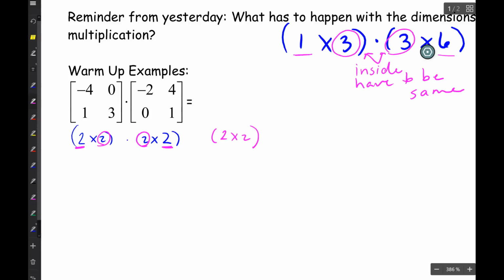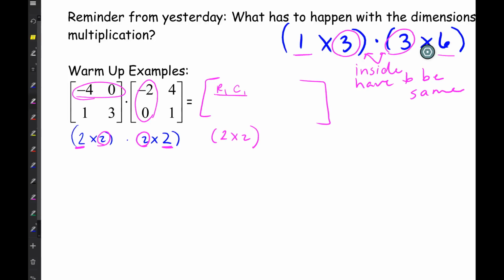And then remember, if you want to find the elements in each row and column, for example, the first element would exist in row 1, column 1. To find what element would be placed here, I would take the elements of row 1 and multiply them by the elements of column 1. And what am I going to do with their products? Add them together, right? So here in place, I'm going to have -4 times -2 plus 0 times 0, which is just 0. So I know that the answer here will be 8.